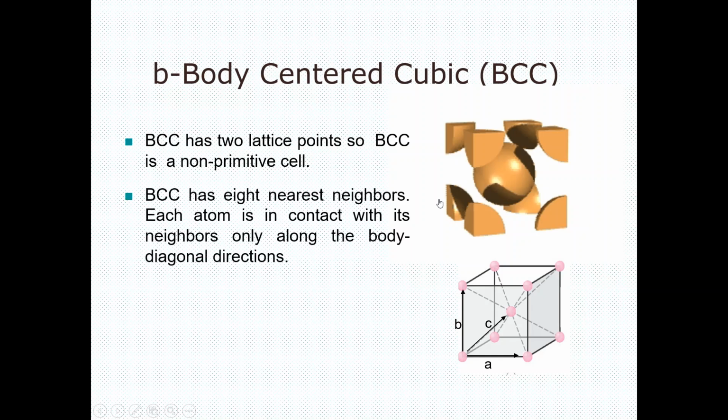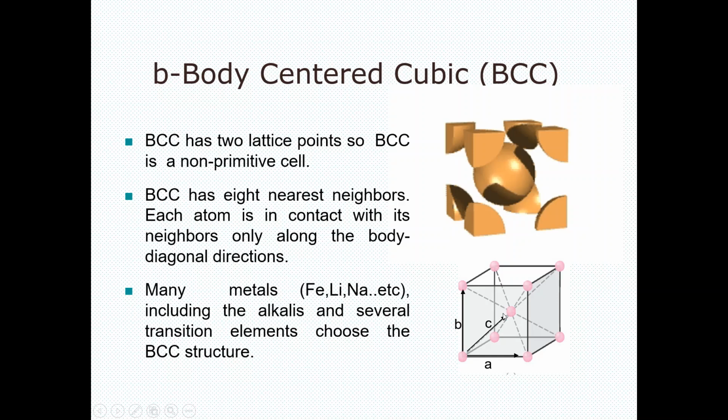We remember BCC has 8 nearest neighbors, and each atom is in contact with its neighbors only along the body diagonal directions. The diagonal direction that we are talking about, you can see it here in this figure. Many metals like iron, lithium, sodium, etc., including the alkali metals and several transition elements, choose the BCC structure. The famous BCC structures include those of iron, lithium, sodium, and some of the alkali metals. They all constitute BCC structures.